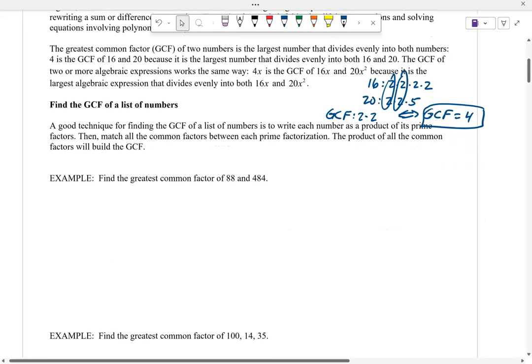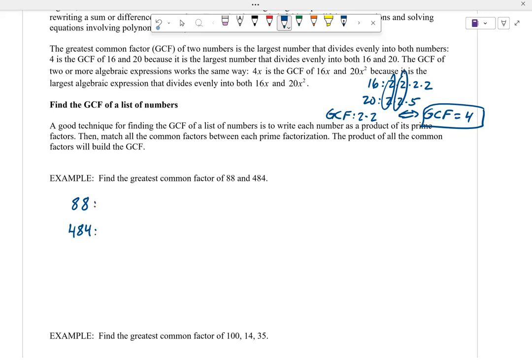So this makes it a little easier, because if somebody asked me what's the greatest common factor of 88 and 484, I'd be like, I don't know. So I'm going to have to break it down into their prime numbers. I say, well, 88 is 8 and 11. 8 times 11 is 88, right? 8 is 2 times 2 times 2. 11 is a prime already. 484 is, let's see, 4 and 121. And I know 4 is 2 and 2, and 121 is 11 and 11.